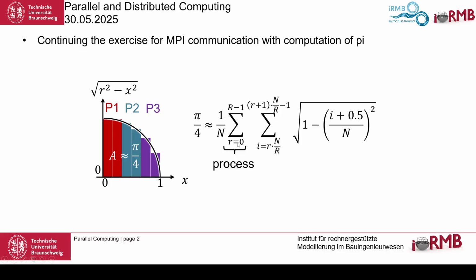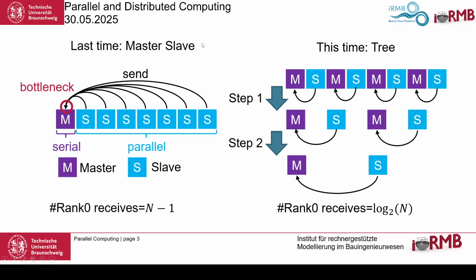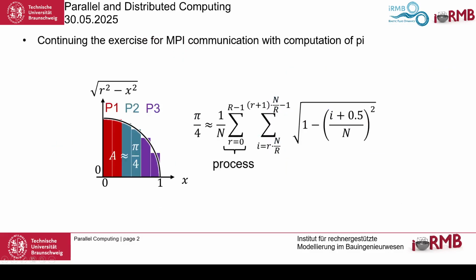So what we did is a very simple integration by sampling the points of this circle function up here, so r square minus x square. We sample this in this inner loop here, and then we split this up between different processes and then add up the entire sum.